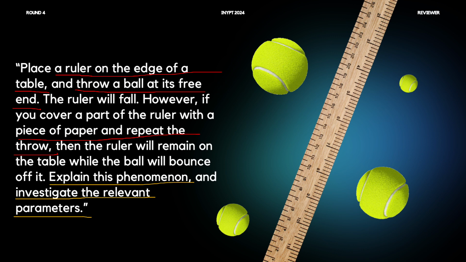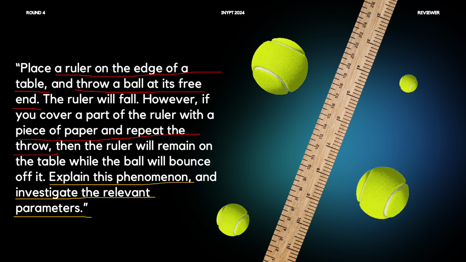off the table. Now, in the second part, when the ruler is covered with a piece of paper, we understand that when the portion of the ruler is covered, it effectively reduces the length of the ruler that can rotate freely. This in turn decreases the rotational inertia of the ruler ball system, making it more difficult for the ruler to rotate and fall off the table.